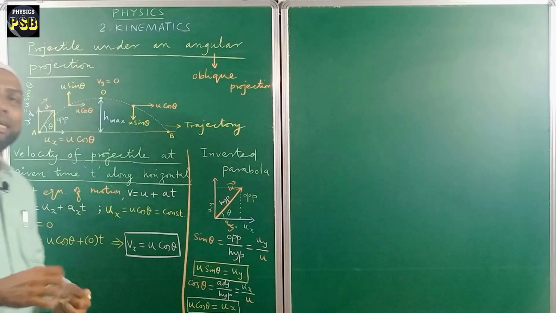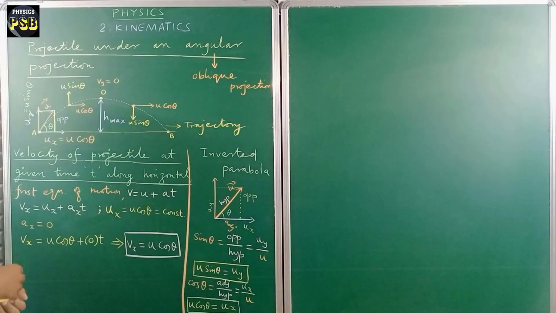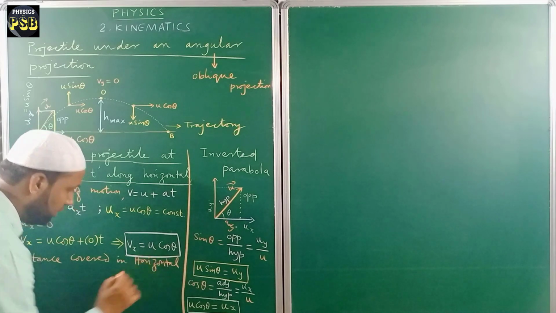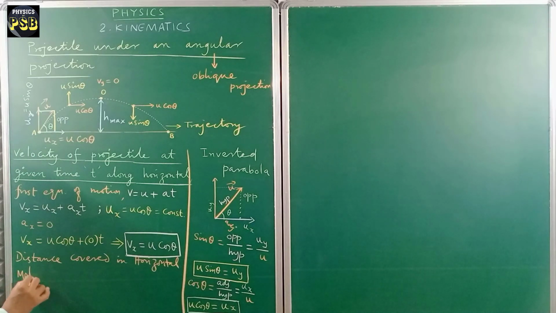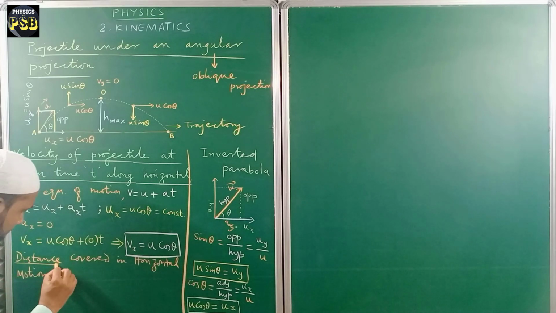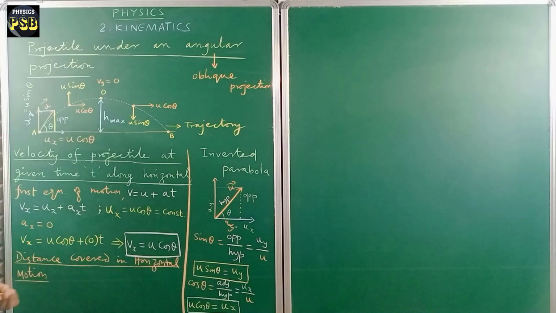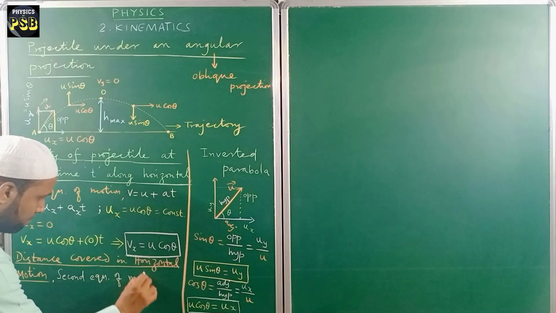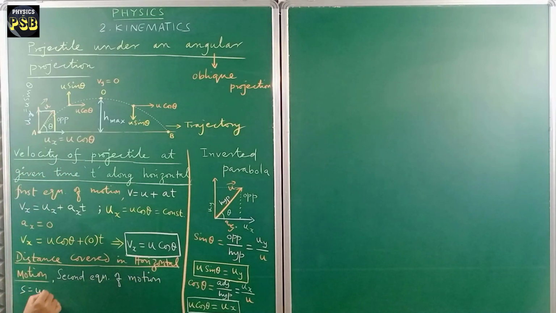Now I'm going to find out the distance covered by the projectile in horizontal motion. The distance covered can be obtained with the help of the second equation of motion. What is that? It's nothing but this: S equals ut plus half at square. This is the second equation of motion.